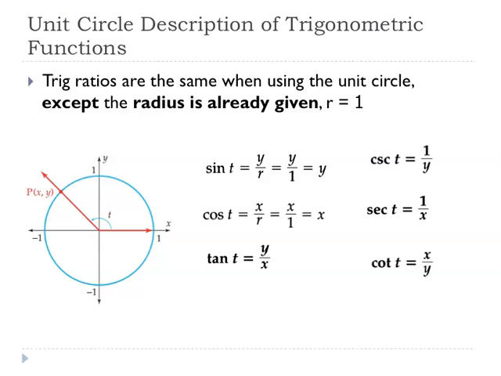Now, again, remember, this only applies when you know you have the unit circle. If you aren't told that you're working with the unit circle, you're going to need to solve for r, and then use that value when you're finding the trig ratios.